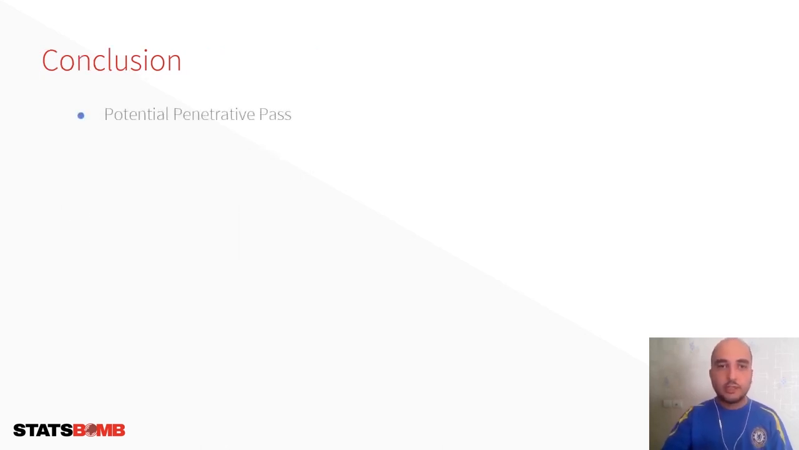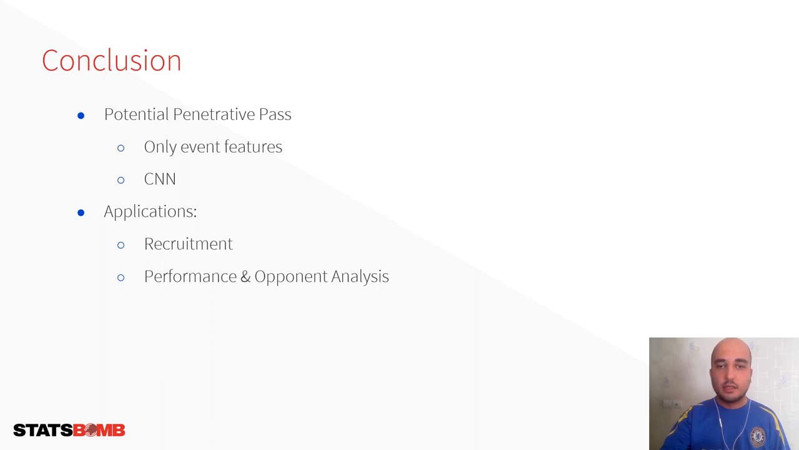As a conclusion, we introduced potential penetrative pass. We said how the model performs if you only use event data. And if you use a CNN with 360, we can meet the objective that we have. And in the applications, we discussed player recruitment, performance and opponent analysis, and media. And also, if someone wants to follow up on this study, what the next possible steps are.